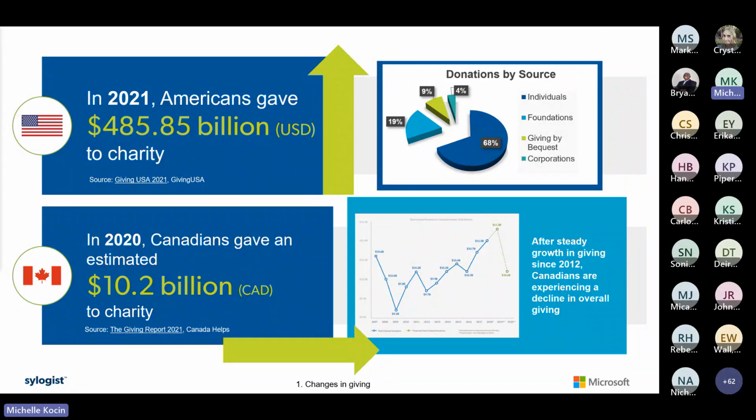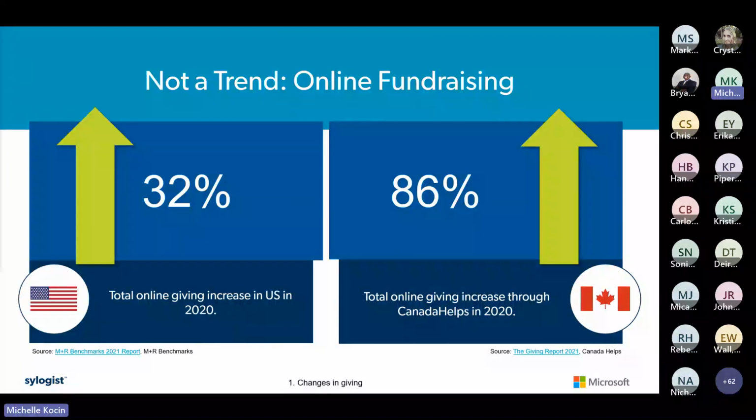And then in Canada, they've been seeing a bit of a downtrend, which is not unexpected. Up until 2018, there was a more upward trend, and it's gone down a little bit, but not anything major. But the good news for both the US and Canada is online giving continues to grow. In the US in 2020, it grew by 32%. And in Canada, it's really exploding. It grew by 86% in 2020. So we definitely think that online fundraising is not a trend. And for that reason, you really need to have some great fundraising software to engage your donors online.